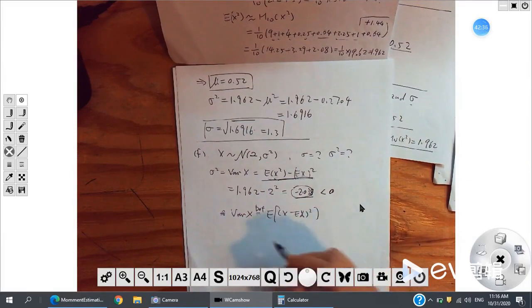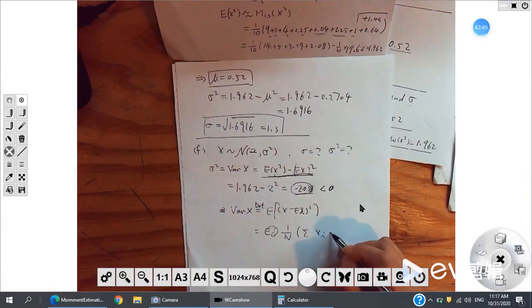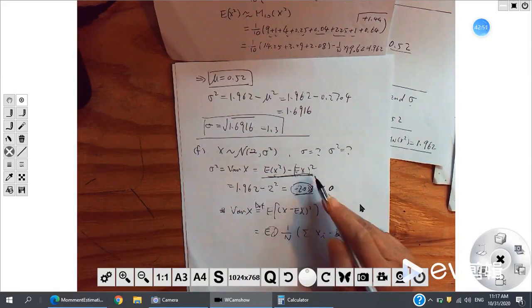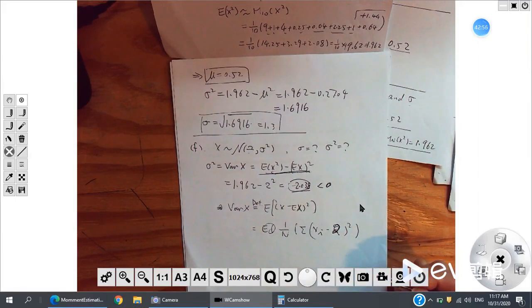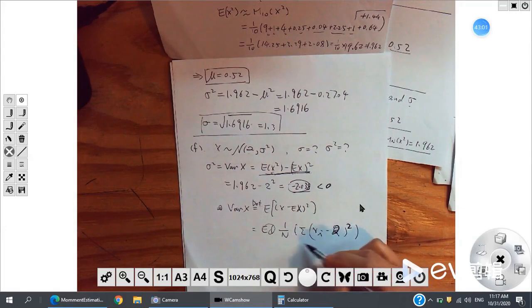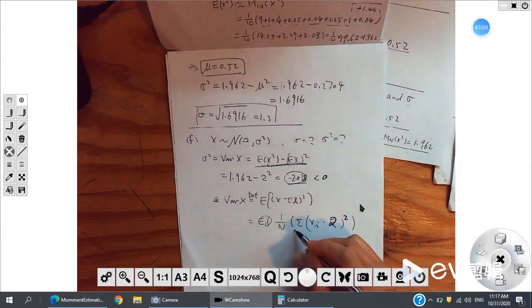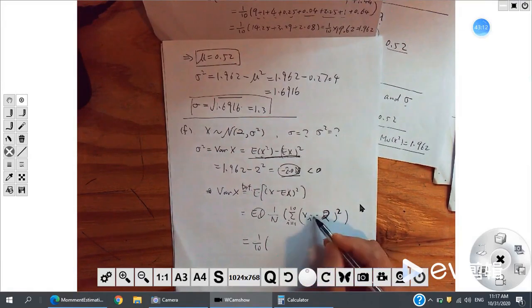By definition, this will be E, so E will be 1 over n, take the average, you do a summation of (xi minus EX) where EX is 2, right? EX given is 2. Then square, you calculate this way. This always gives you a positive value. Now I have 10 values, so it is 1 over 10, the square of each one minus 2.